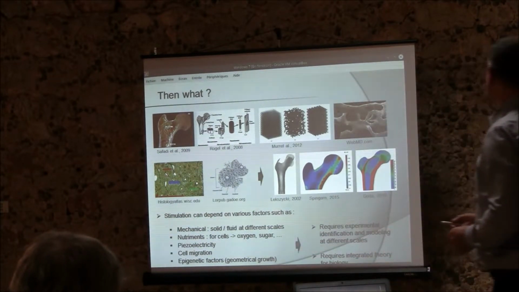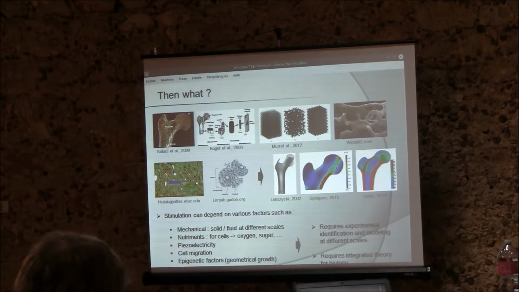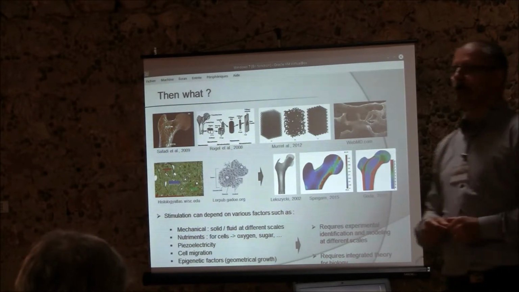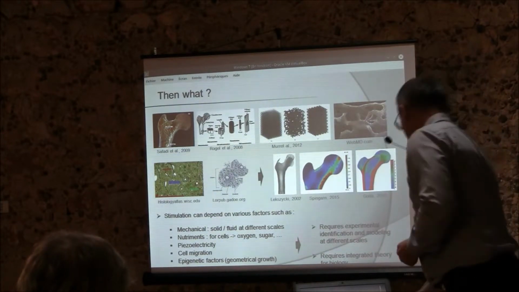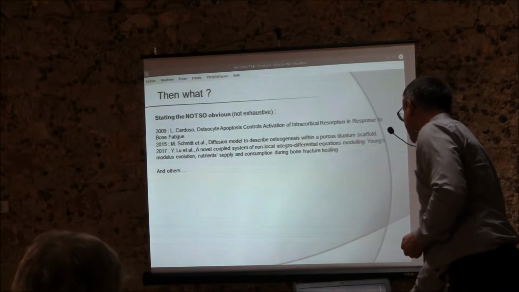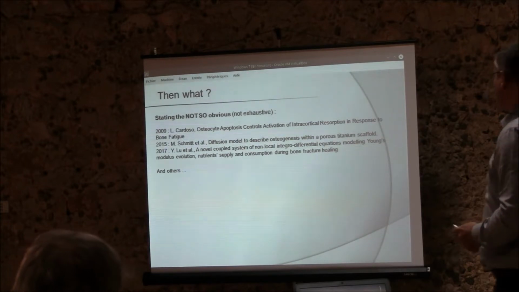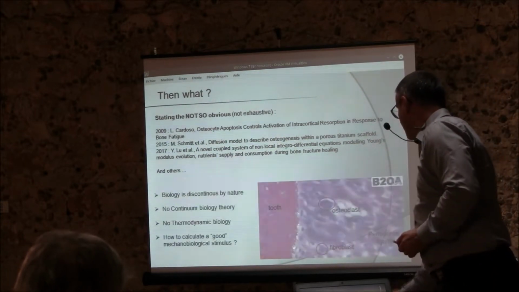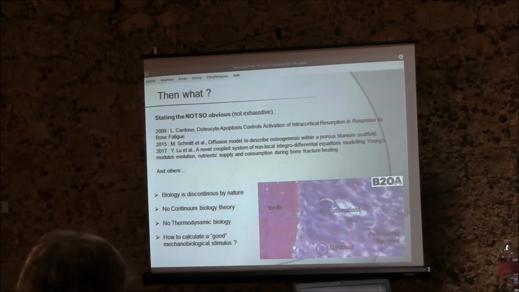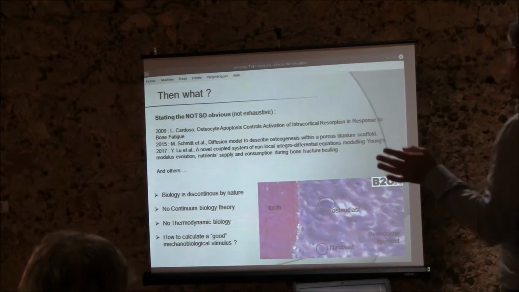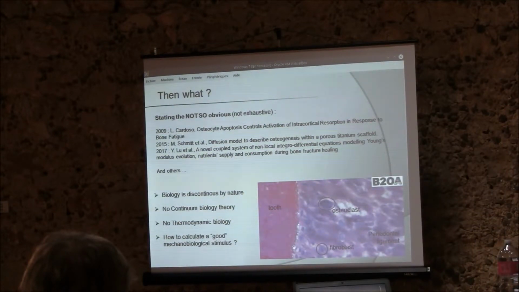So it requires experimental identification and modeling at different scales, but it also requires integrated theory for biology. What does that mean? Some people started to work on the coupling between biology and mechanics. Biology is discontinuous by nature. A cell is not continuous in the macroscopic model. There is no continuum biology theory, there is no thermodynamic biology.